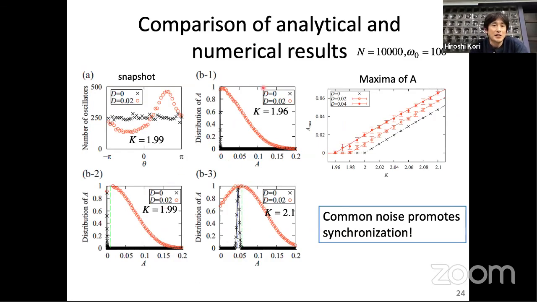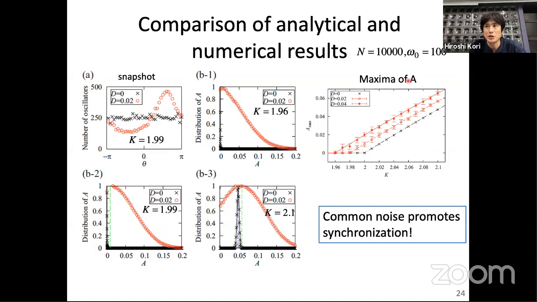And this is a comparison of analytical and numerical results. Okay, so let me first explain this figure. This is the order parameter A max, the maximum of the A, and this is the coupling function K. In the absence of noise, I set the width of the frequency distribution such that the critical coupling strength becomes 2, so that the phase transition occurs at 2.